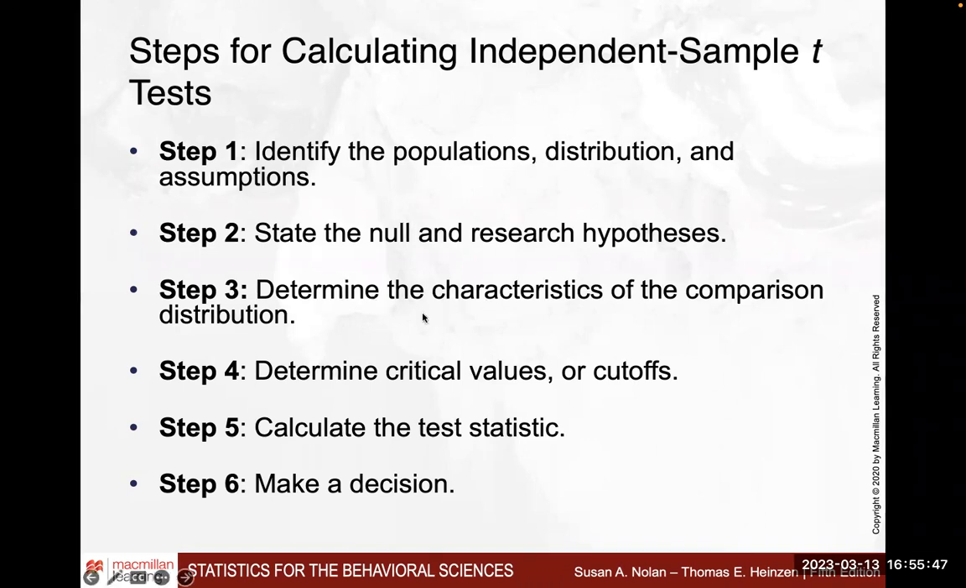Once we have characterized the comparison distribution with the standard error of the mean, we're estimating the critical values. We'll determine our cutoffs with the t-score distribution table. Then calculate the test statistic, which is slightly different from last time, but still follows the same context. And once we have our test statistic, our t, we make a decision in the light of the critical values that we have determined in step 4.